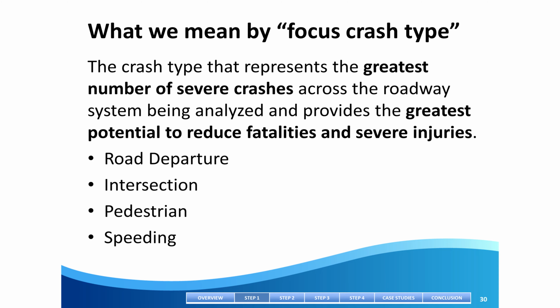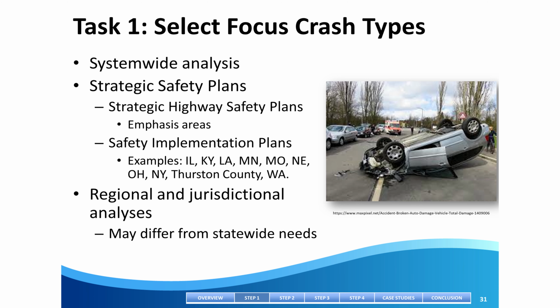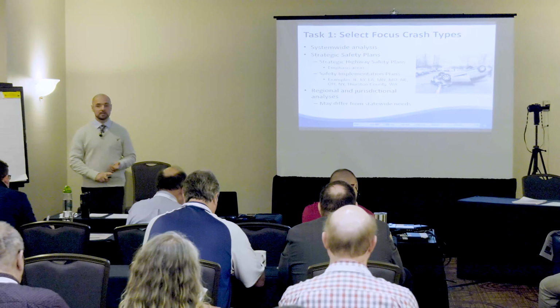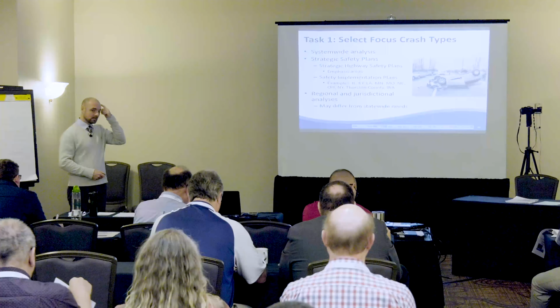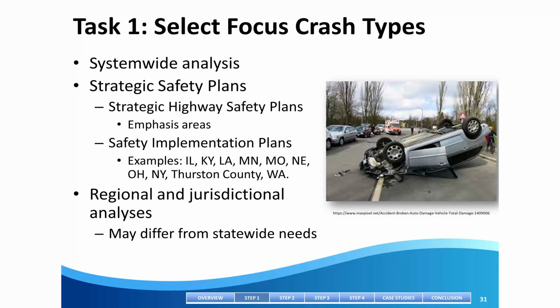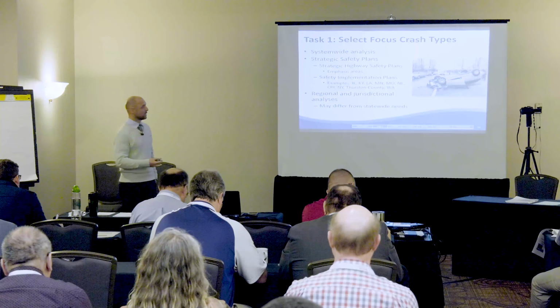So this may be roadway departure crashes, it may be intersection, pedestrian, speeding, alcohol. These are different focus crash types that you might want to look at. If you have ready access to the data, you could certainly conduct a system-wide analysis using that data. A quicker approach is to just pull open your state's strategic highway safety plan. Those are all available online for all 50 states. And look to the emphasis areas. Those emphasis areas are identified based on the crash types that have the most fatal and serious injury crashes.